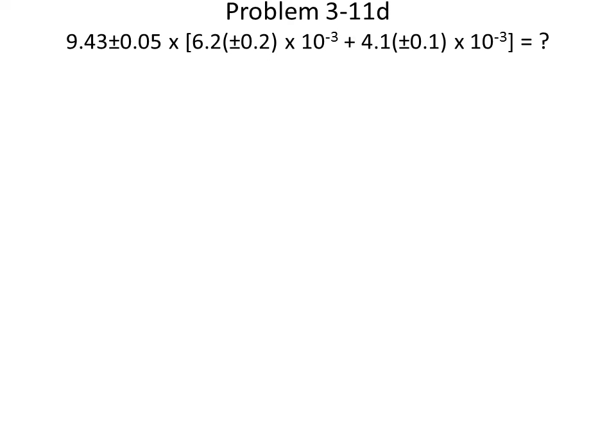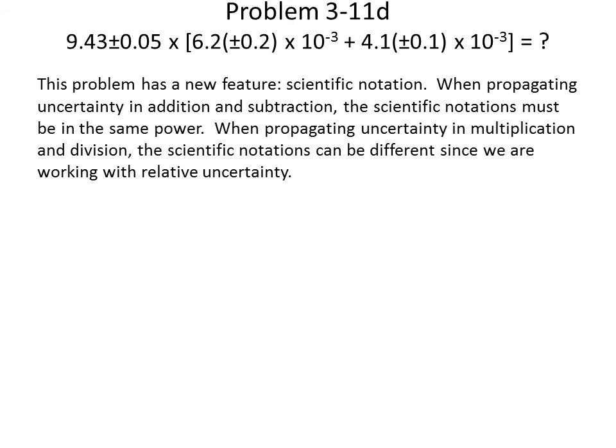Part D of problem 311 deals with mixed operations as well as scientific notation. This problem has a new feature, scientific notation. When propagating uncertainty in addition and subtraction, the scientific notations must be in the same power. When propagating uncertainty in multiplication and division, the scientific notations can be different since we are working with relative uncertainty.